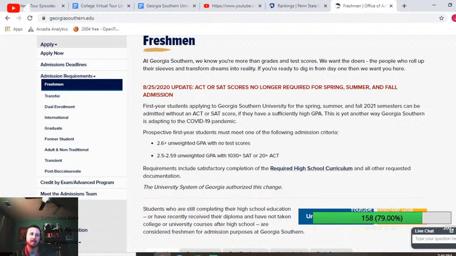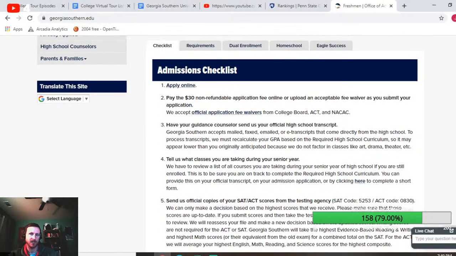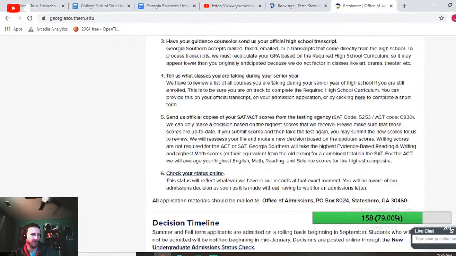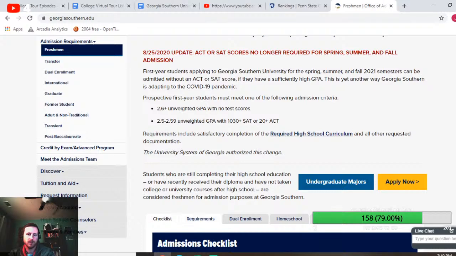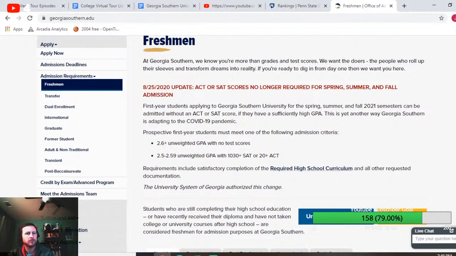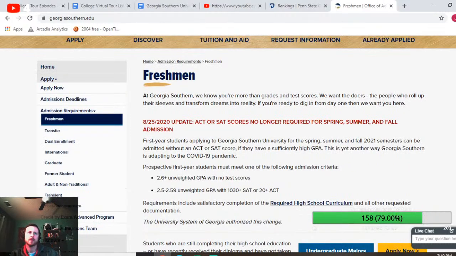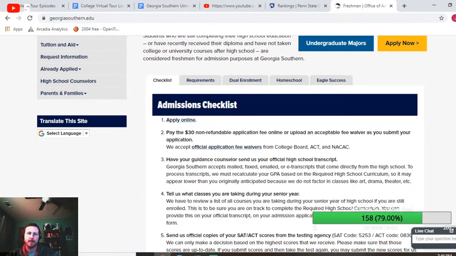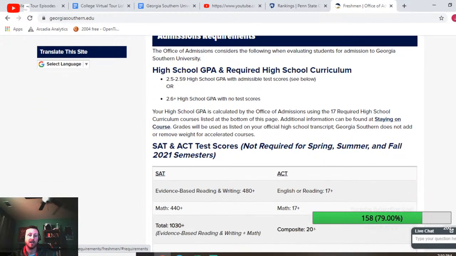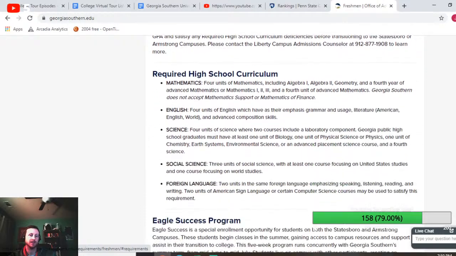Okay, so admission criteria. Okay, we can already see right off the bat, 2.6 unweighted with no test scores, 2.5 to 2.59. These are the minimums with the 1030 SAT and a 20 plus ACT. So very much different in terms of how selective they are for sure. And again, for at least the fall 2021, there are no admissions requirements from test scores. So you do have to pay an application fee, although to be fair, $30 is nothing in comparison to how much it can be. It can be very, very expensive, like $60 or more.